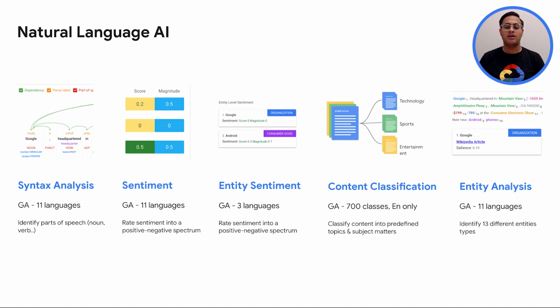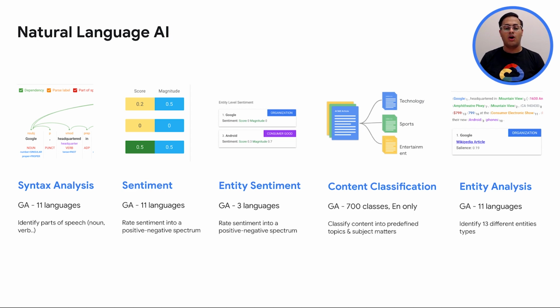It can perform syntax analysis. It essentially can decompose a sentence and identify the different parts of speech in it, like a noun, verb, etc. It can also do the task of sentiment analysis. For every sentence, Natural Language API can provide a sentiment rating on a positive to negative spectrum. It can also perform entity-level sentiment analysis. It can perform content classification into predefined topics and subject matters. Finally, it is able to do entity analysis, which basically identifies and categorizes entities into 13 different entity types.